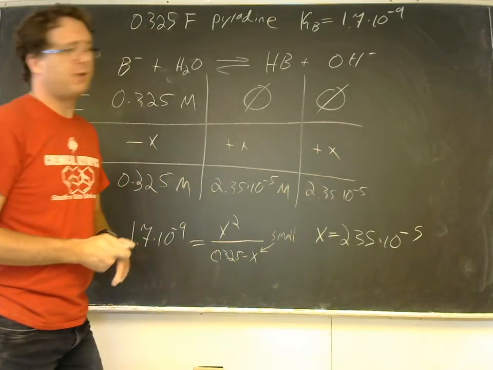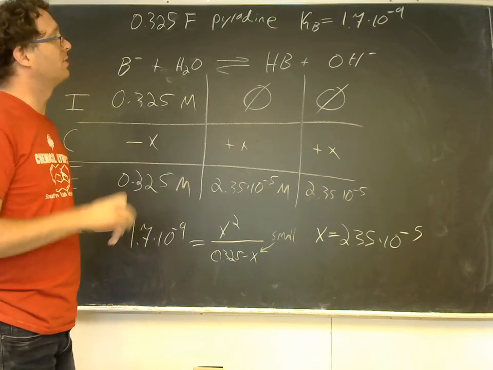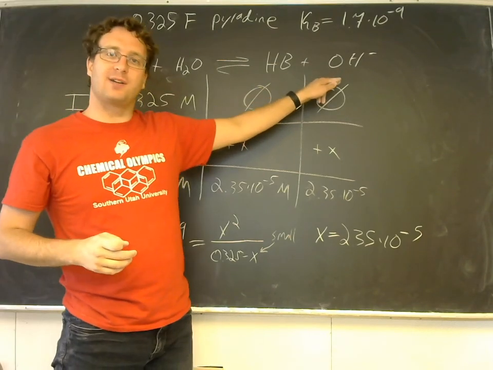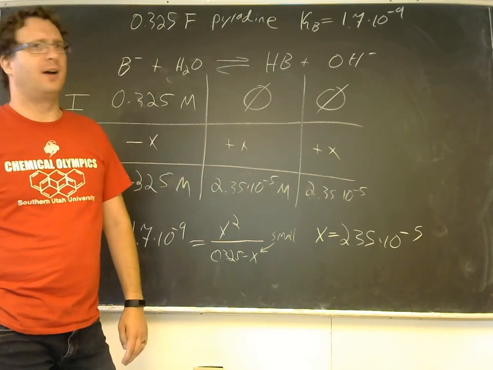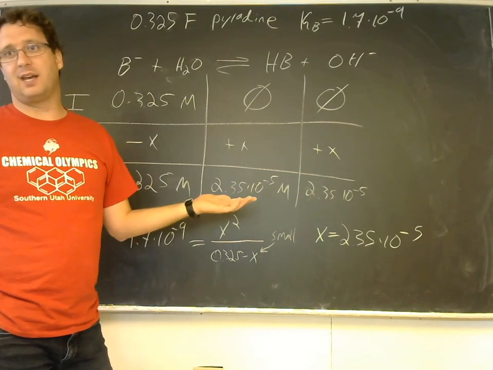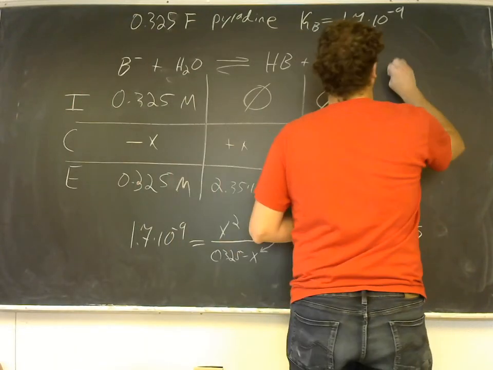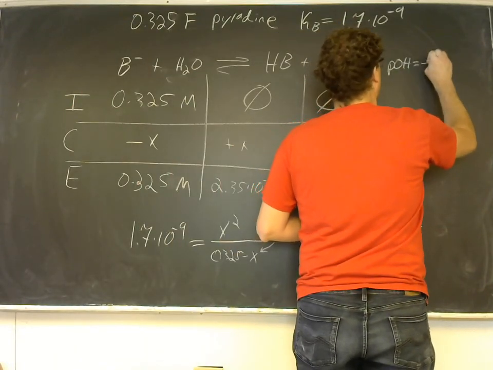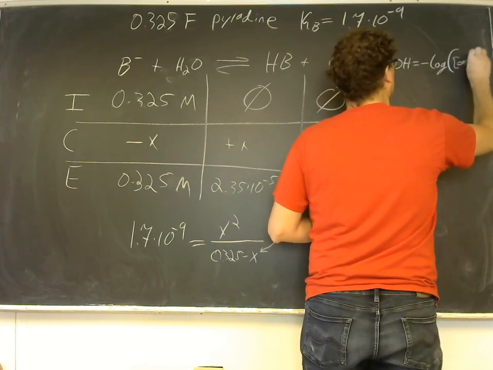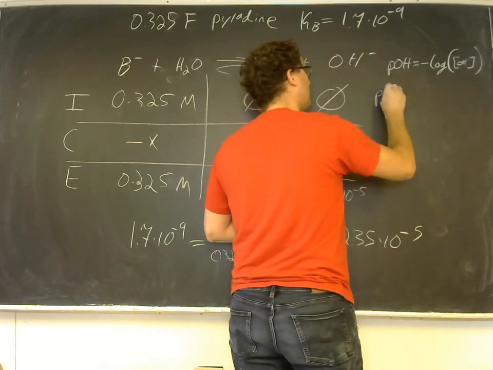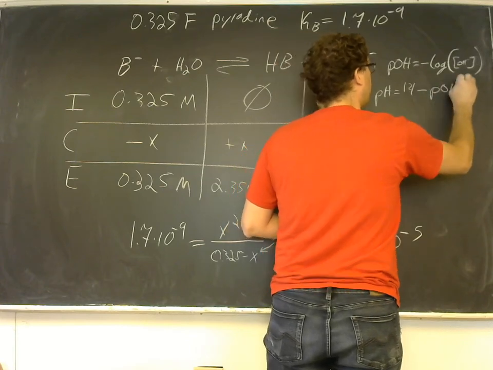Okay, well now you have a couple of options for getting to our final goal, which is the pH of the solution. We have the OH minus concentration instead of the H3O plus concentration. So you cannot just take the negative base 10 log and be done with it. That would give you the pOH. So the pOH is equal to the negative base 10 log of the OH minus concentration. But the pH is equal to 14 minus the pOH.